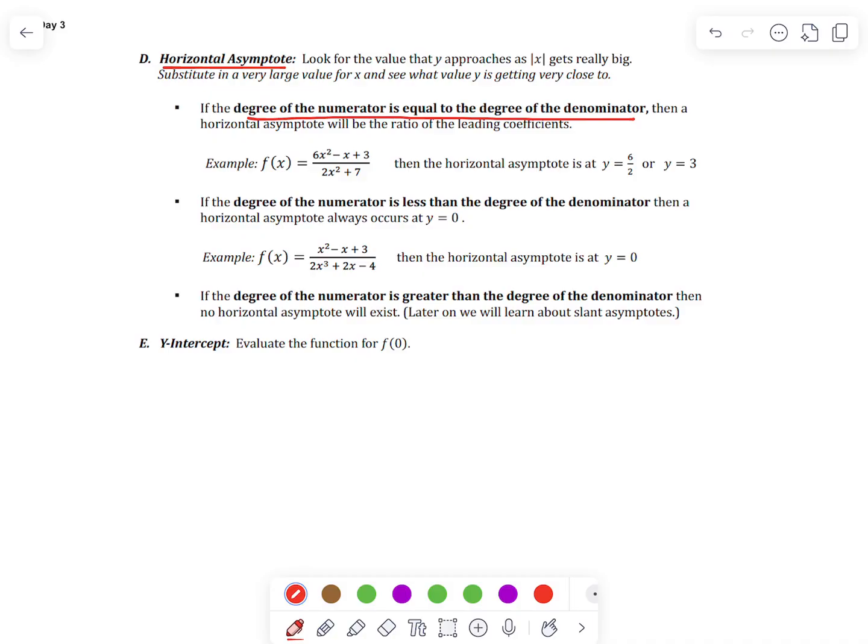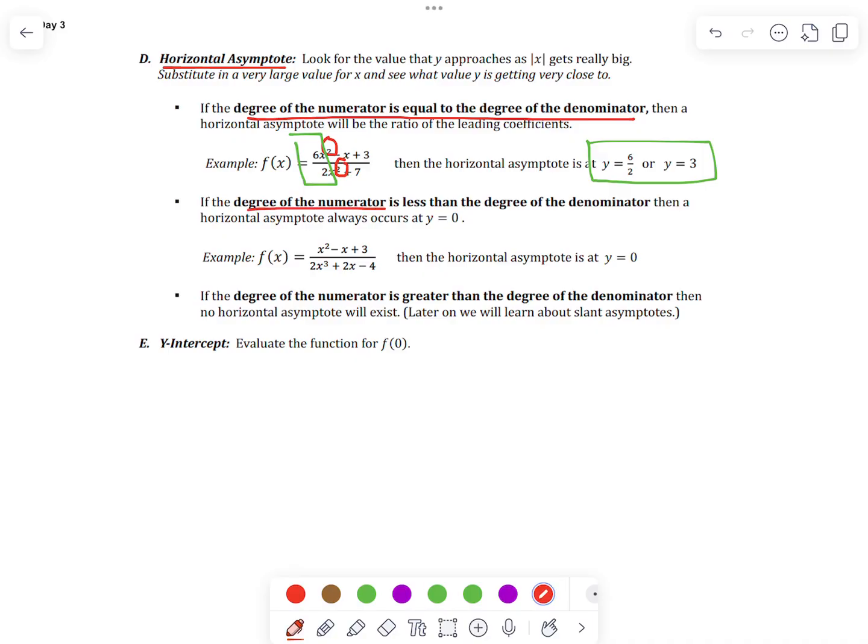So here's an example. The degree in the numerator is 2. The degree in the denominator is 2. They're the same. So what you do then is divide their leading coefficients. You take 6 over 2, which reduces to 3. So you'll have a horizontal asymptote at y equals 3.